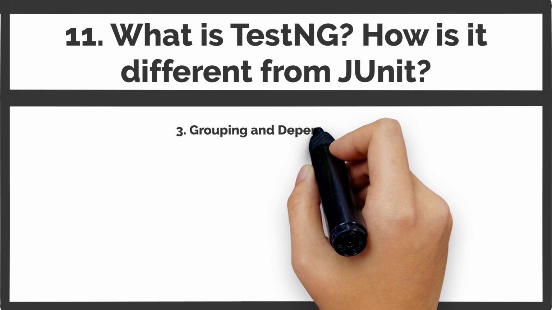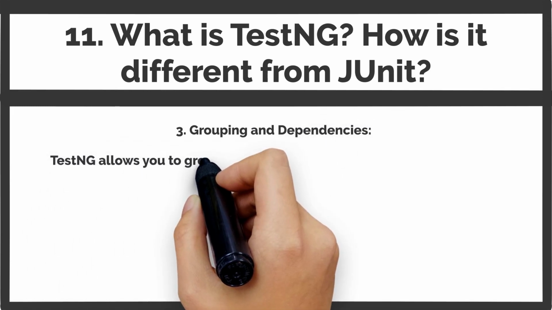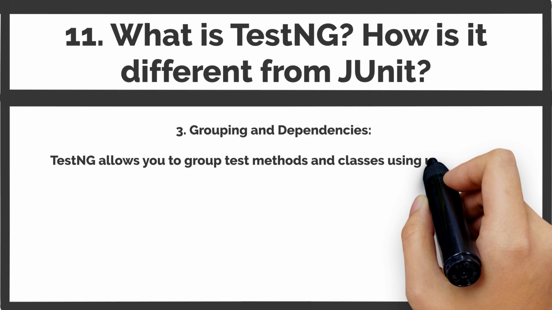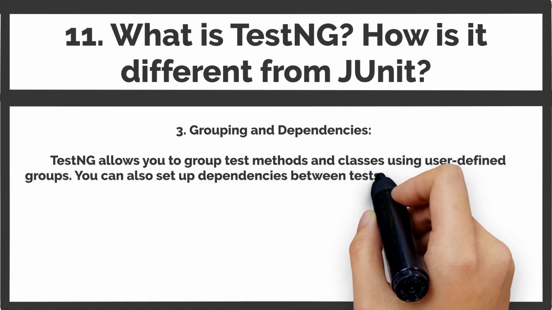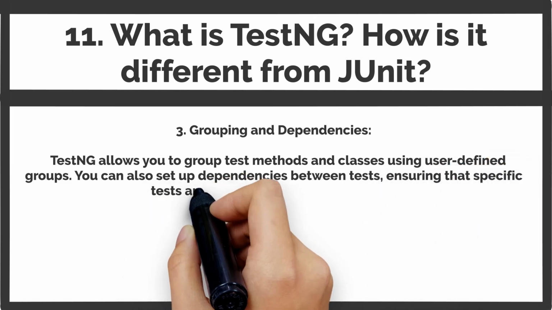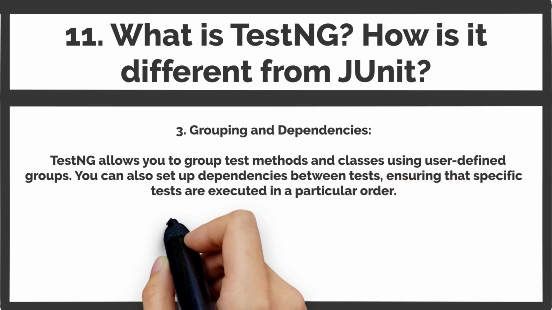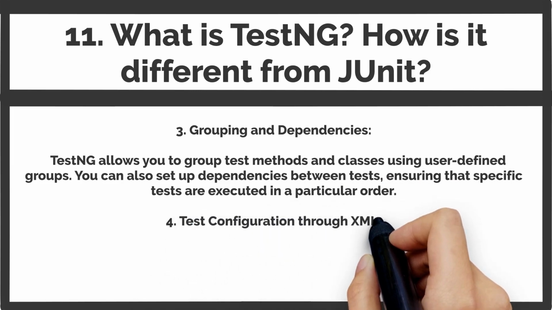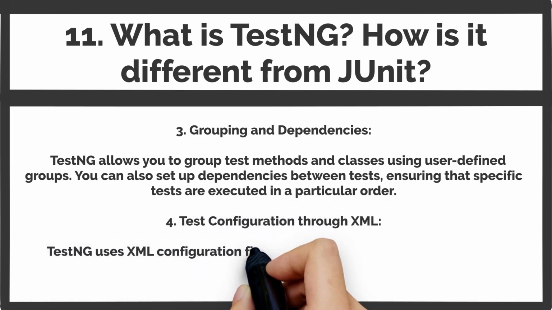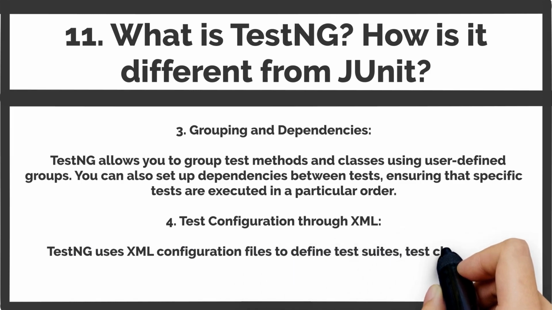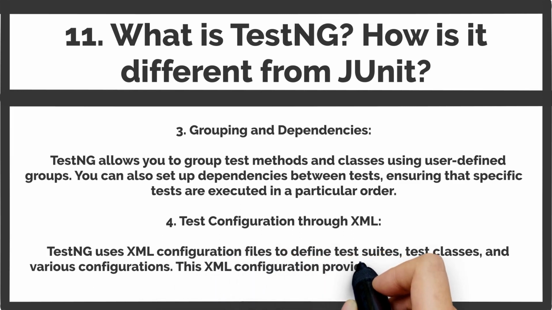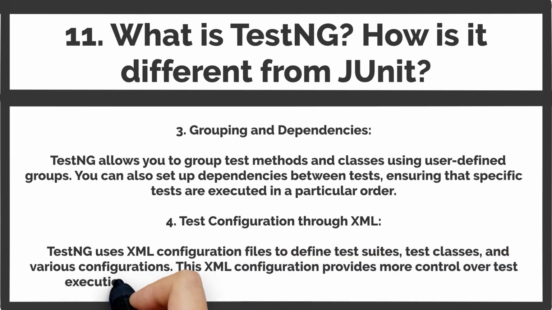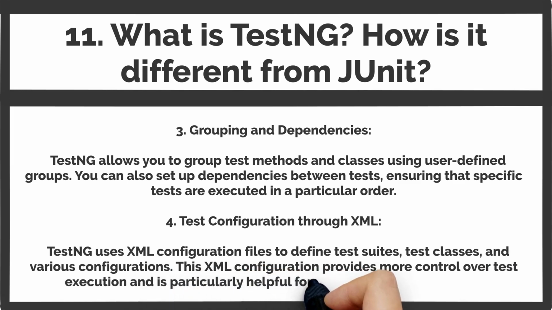3. Grouping and dependencies. TestNG allows you to group test methods and classes using user-defined groups. You can also set up dependencies between tests, ensuring that specific tests are executed in a particular order. 4. Test configuration through XML. TestNG uses XML configuration files to define test suites, test classes, and various configurations. This XML configuration provides more control over test execution and is particularly helpful for complex testing scenarios.